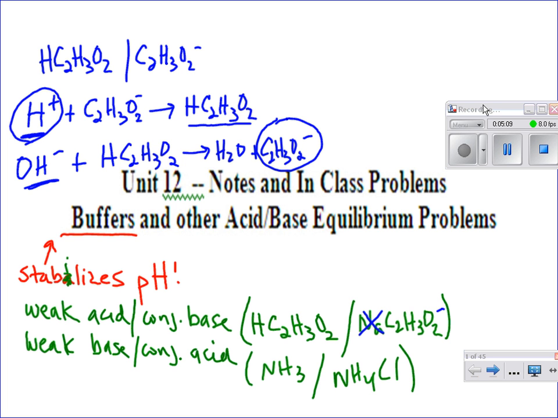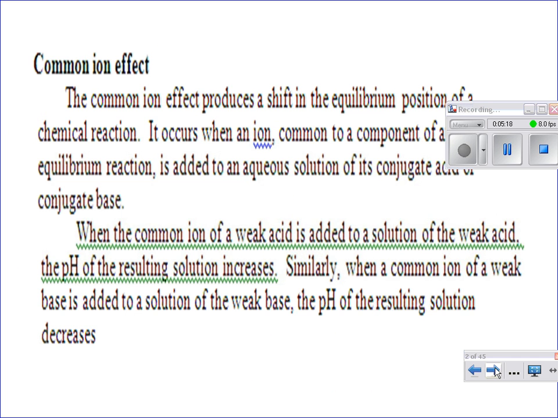Okay, so that's what's important about a buffer. A system can take hits from both the acid side and the basic side. So when we talk about finding pH of buffer systems, you can do what we call the common ion effect.